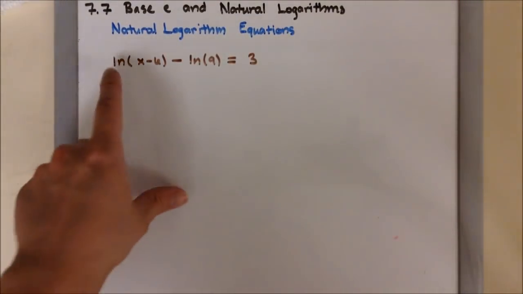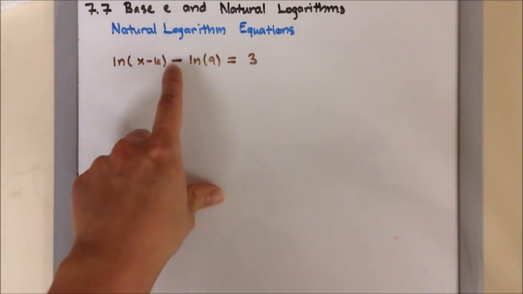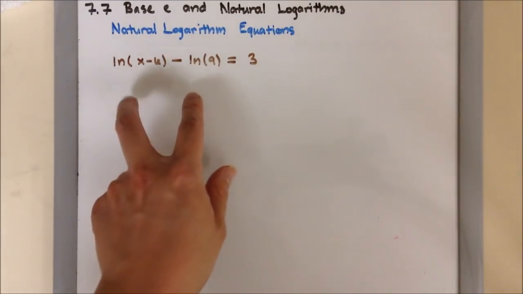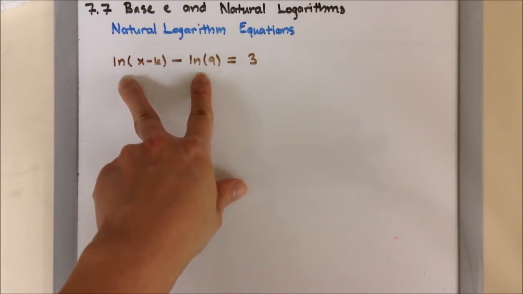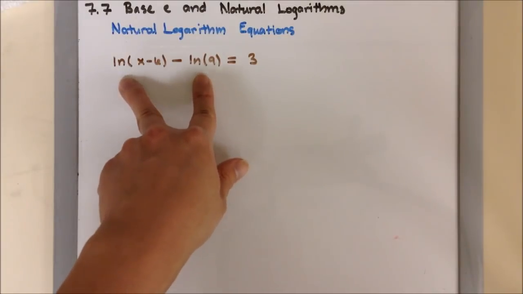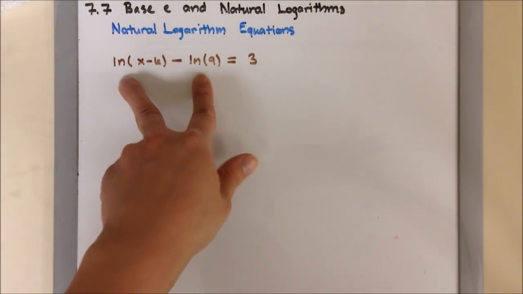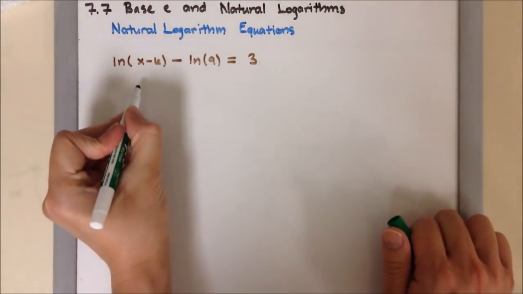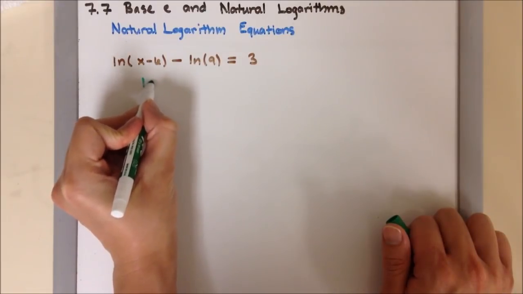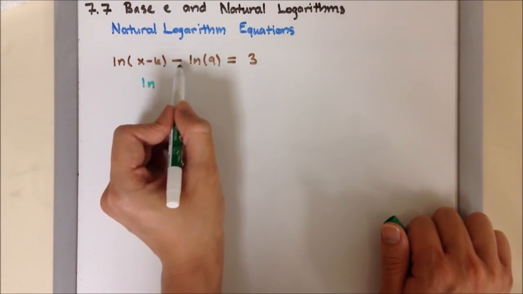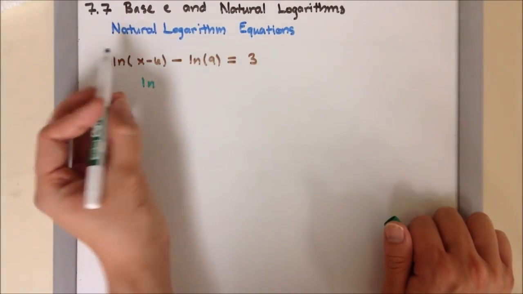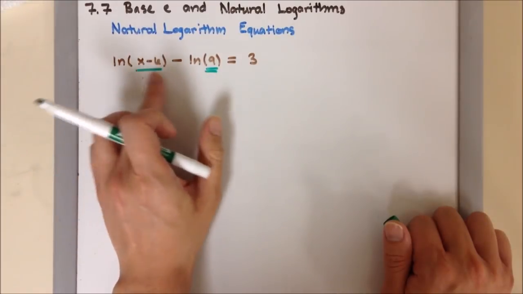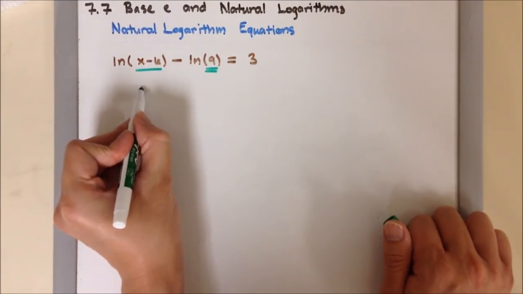In this example, we have natural log of x minus 6 and then minus natural log of 9 equals 3. So in order to solve this natural log equation, we need to condense into a single natural log, using the properties of natural log. Here we have a minus, so that means I'm going to be using the quotient property, meaning that it's going to be a fraction inside natural log.